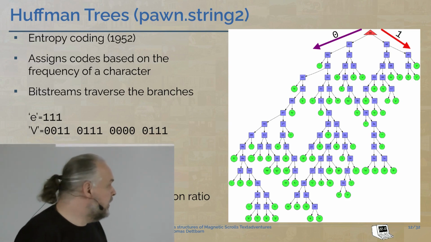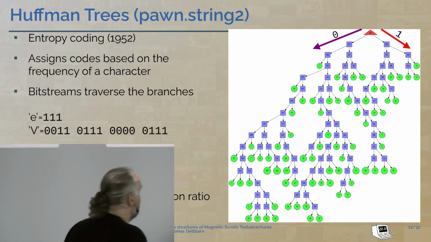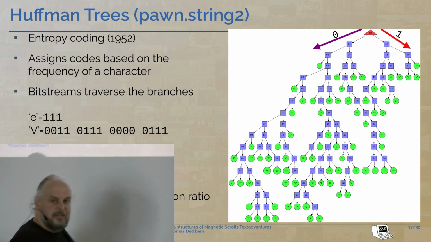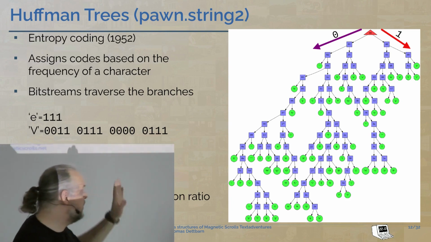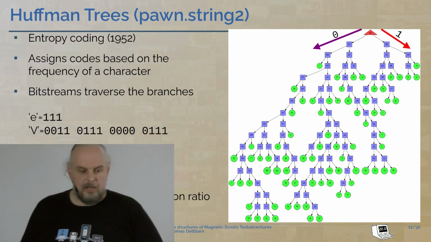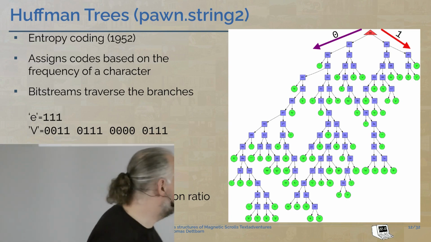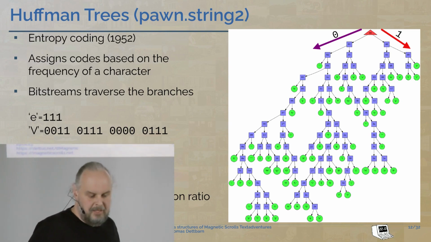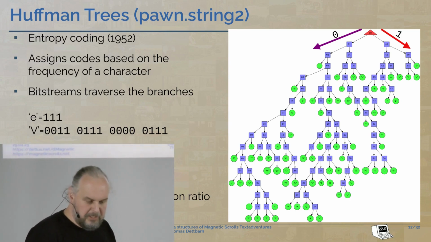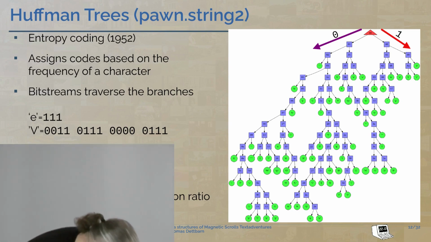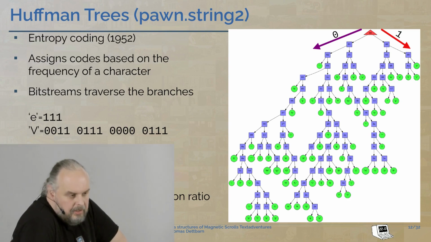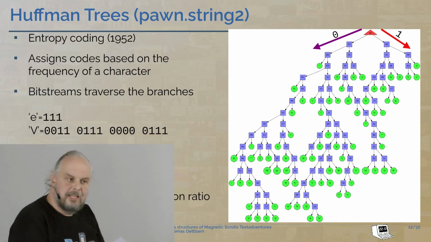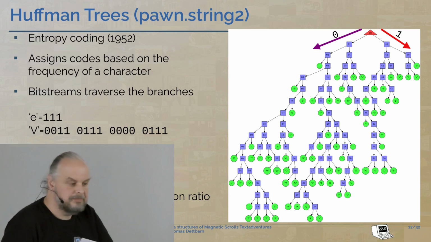What you can see here is those green bubbles, those are the terminal symbols. Some terminal symbols are much higher up, some are much lower down. And what you need to decode those trees is a bit stream. The bit stream tells you how to traverse this tree: 0 means go to the left, 1 means go to the right.